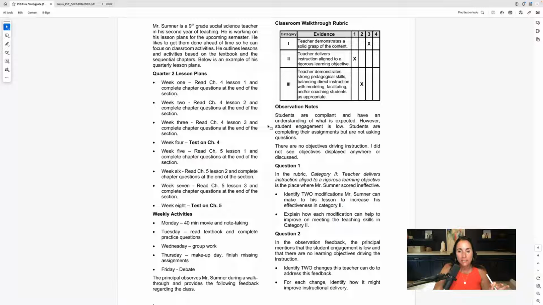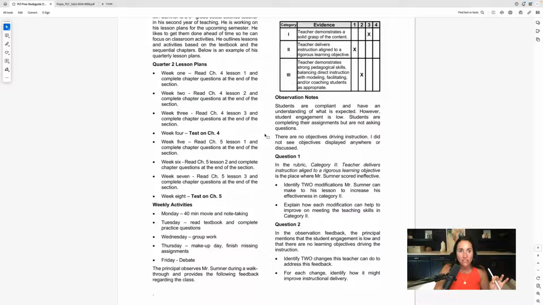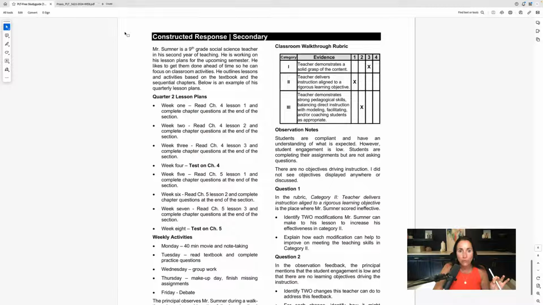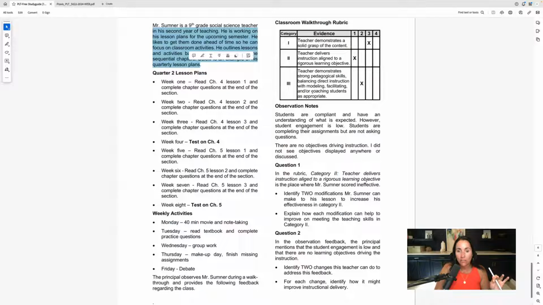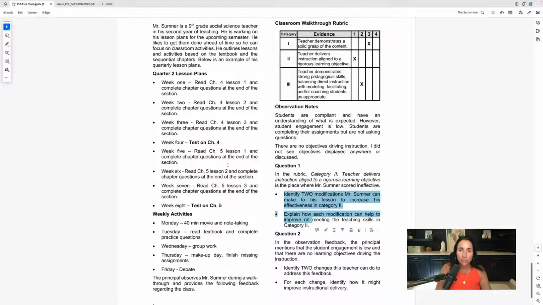Well, let's have a look at his lesson plan. And notice I'm jumping all around here. I'm not starting from the top. I'm just jumping around because it's going to make me understand this better. If I start here and read this, and then read the lesson plan, and then the walkthrough, and then the observation notes, and then I go here and read these two things I'm supposed to do, I'm going to have to go back and reread this whole thing again. So work backward, okay? So let's start with question 1.